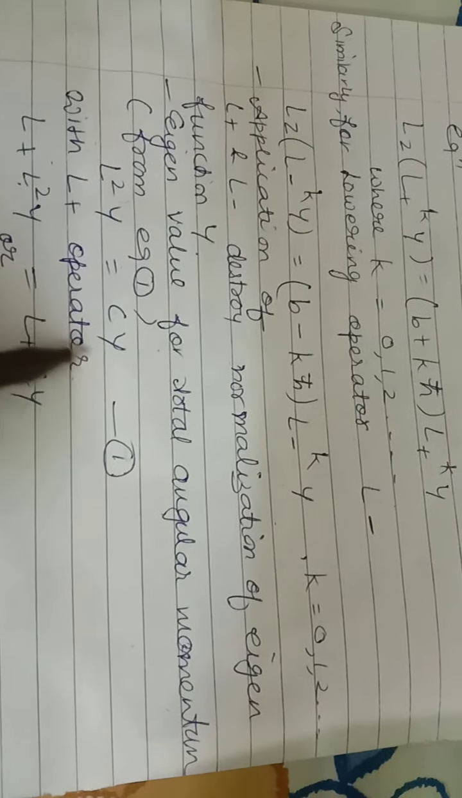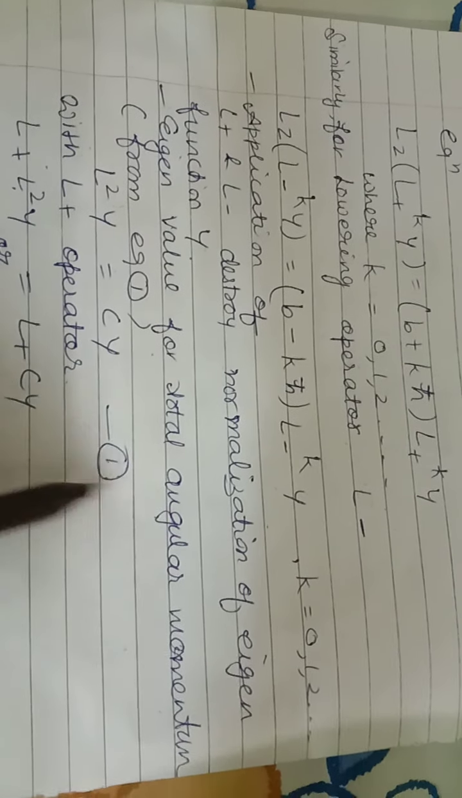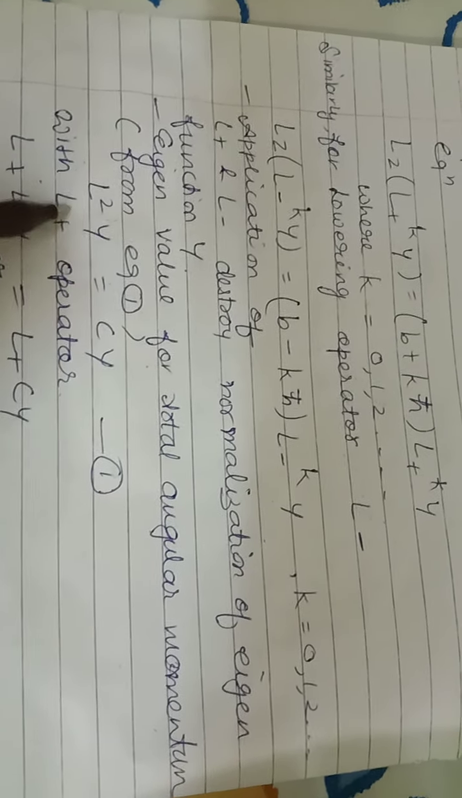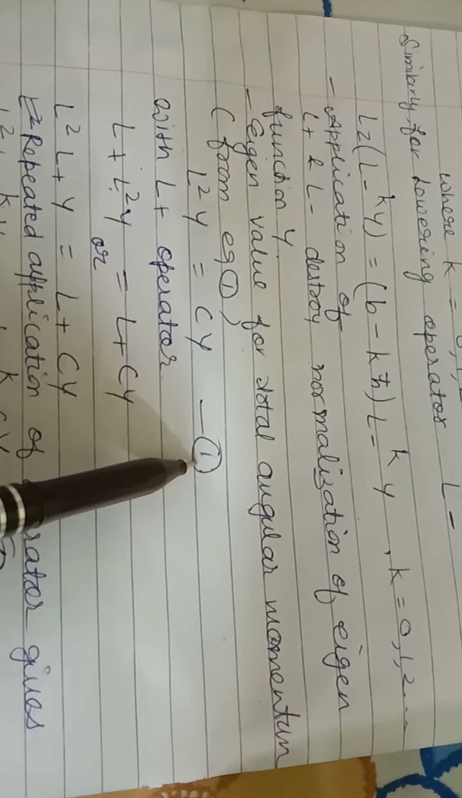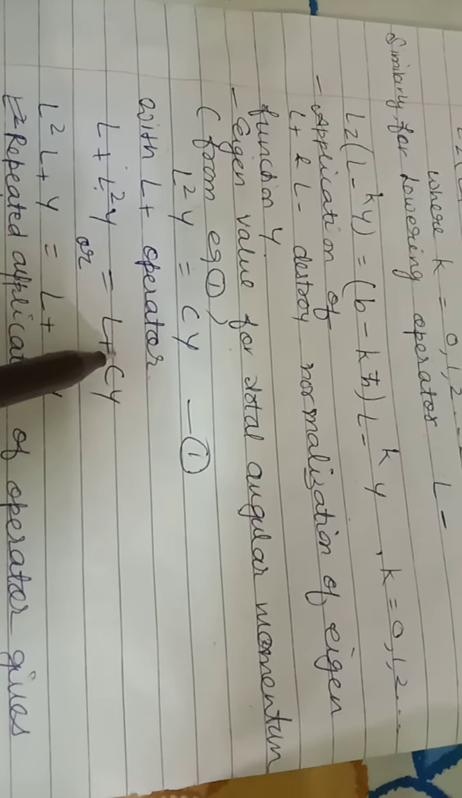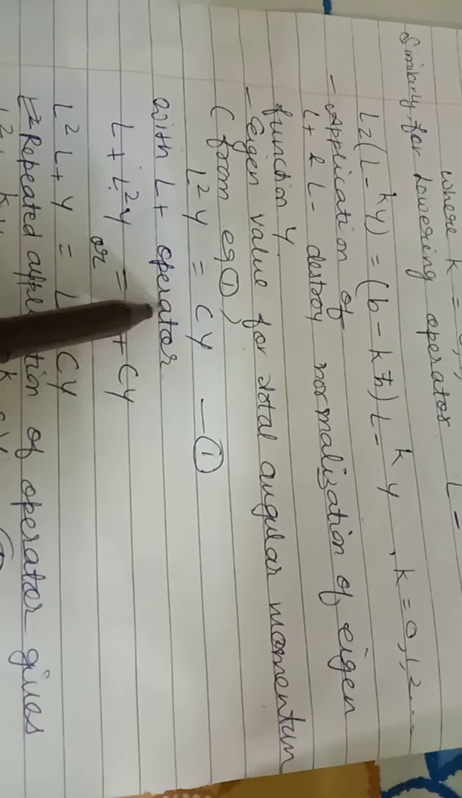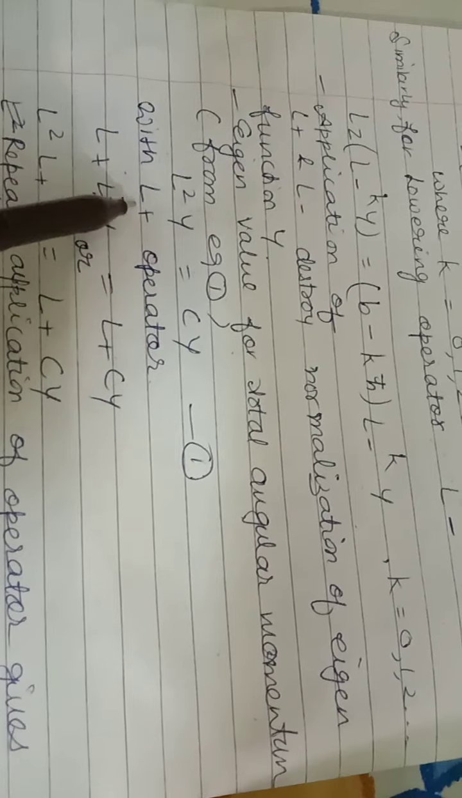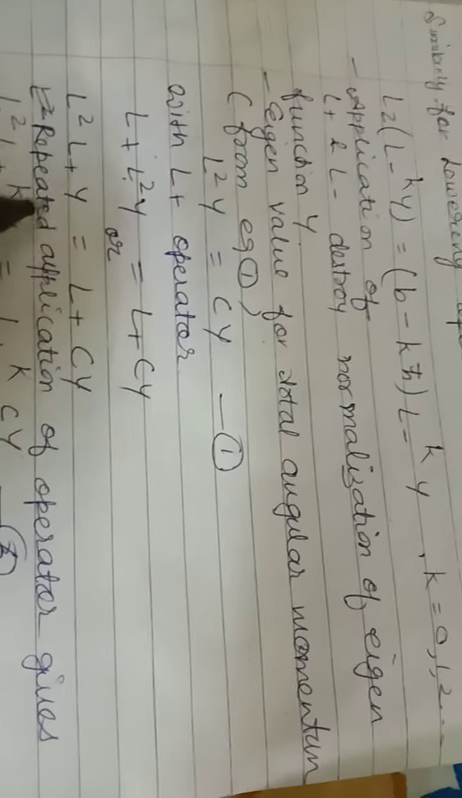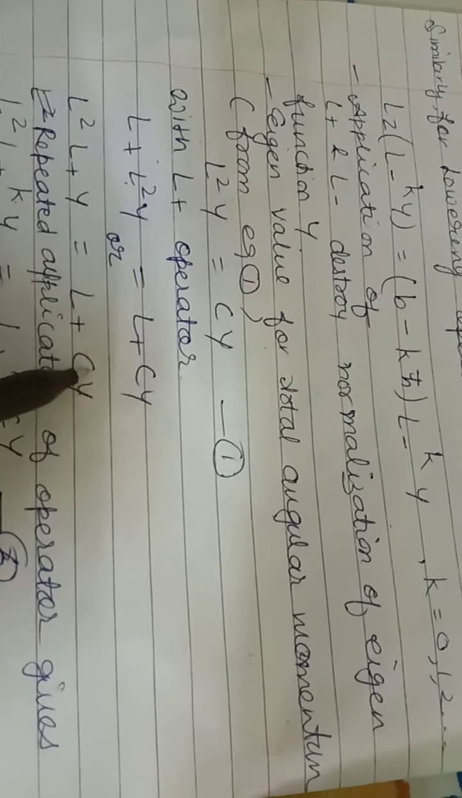Now we will take the first equation, for the total angular momentum, that is L square ψ is equal to Cψ. First we deal with this equation 1 with the L plus operator, then with the L minus operator, like we have done in the earlier equation number 2. When we apply the L plus operator, the equation can be modified like this: L plus L square ψ is equal to L plus Cψ. On rearranging this equation we can write it like this.